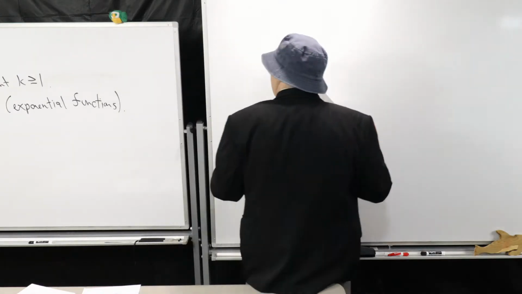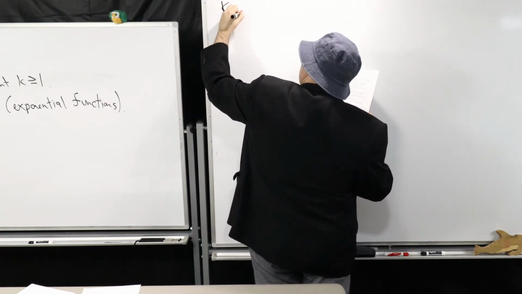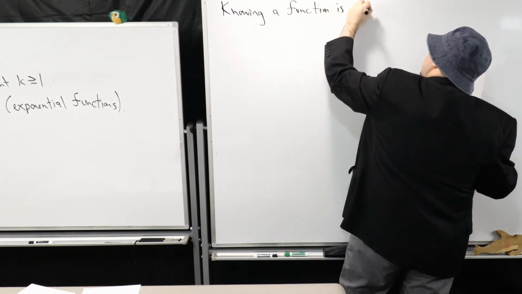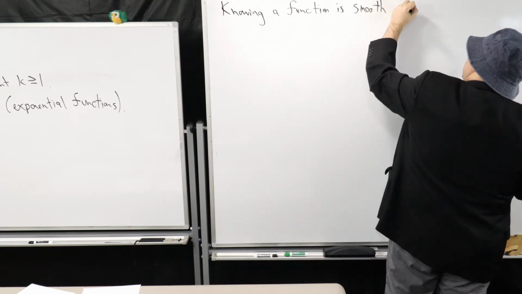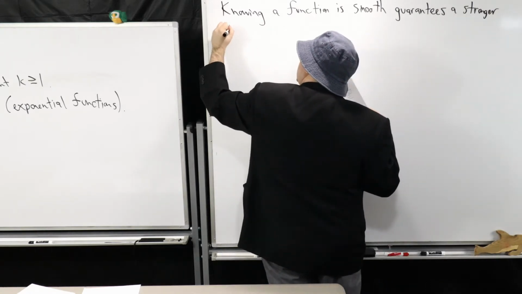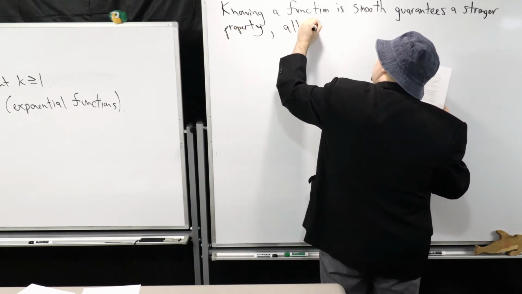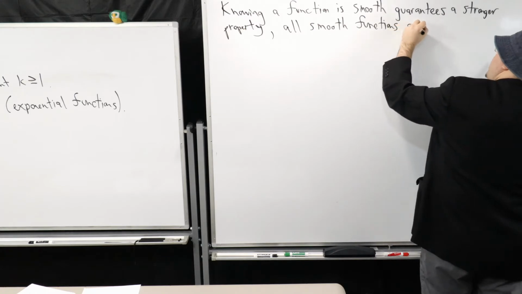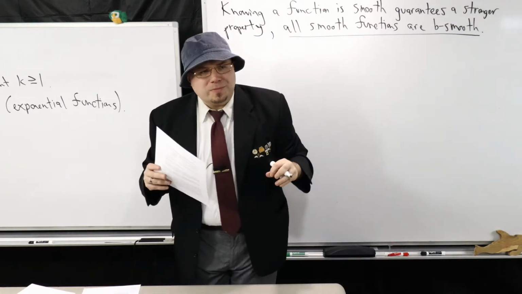There's actually a much stronger property that comes out of knowing a function is smooth. Knowing a function is smooth guarantees a stronger property, and it says that all smooth functions are B-smooth. So all smooth functions are what we call B-smooth. So this is a stronger condition.